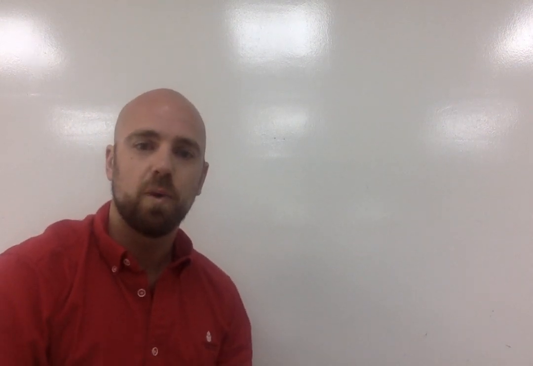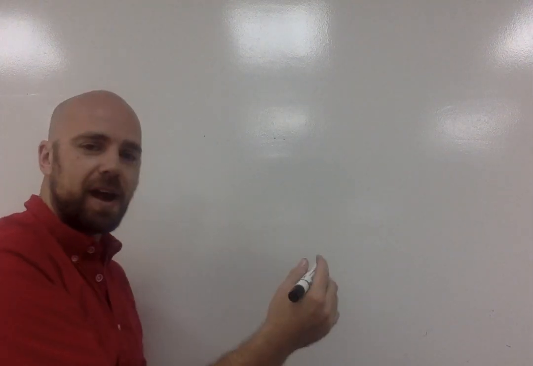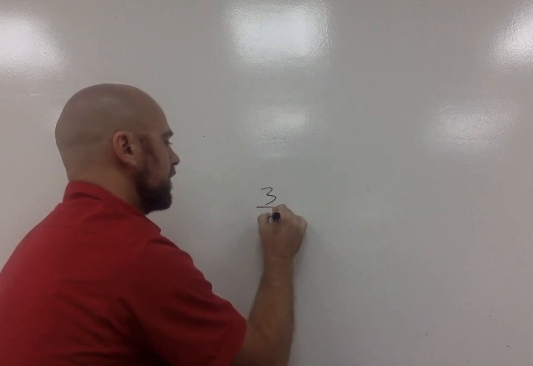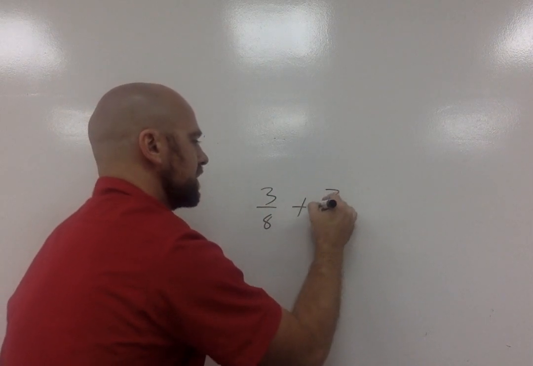This is lesson 2 of chapter 3, and this is adding rational numbers. So when we're talking about adding rational numbers, there's a couple things that we need to review. Number one is what do we do when we're adding decimals or fractions? So if we have, for example, 3 over 8, and we're adding 7 over 8.